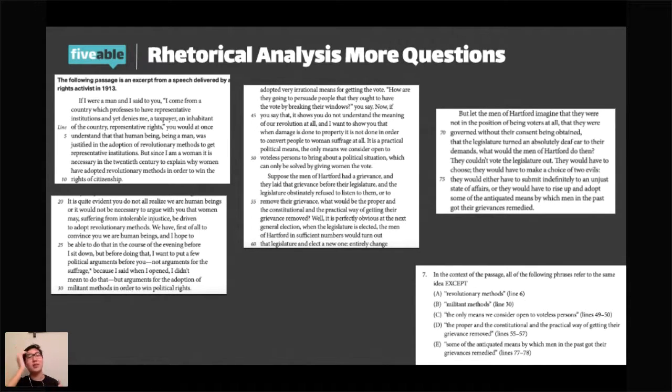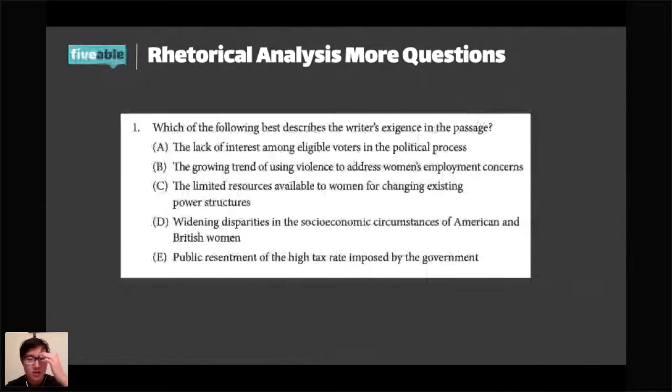I hope that makes sense. If it doesn't, just leave a comment or a question and I'll answer in just a second. Now we're going to do this one. Which of the following best describes the writer's exigence? If you were at the beginning of this stream, you would know what exigence means. If you weren't, it's okay, just guess, and we'll explain it in 40 seconds.